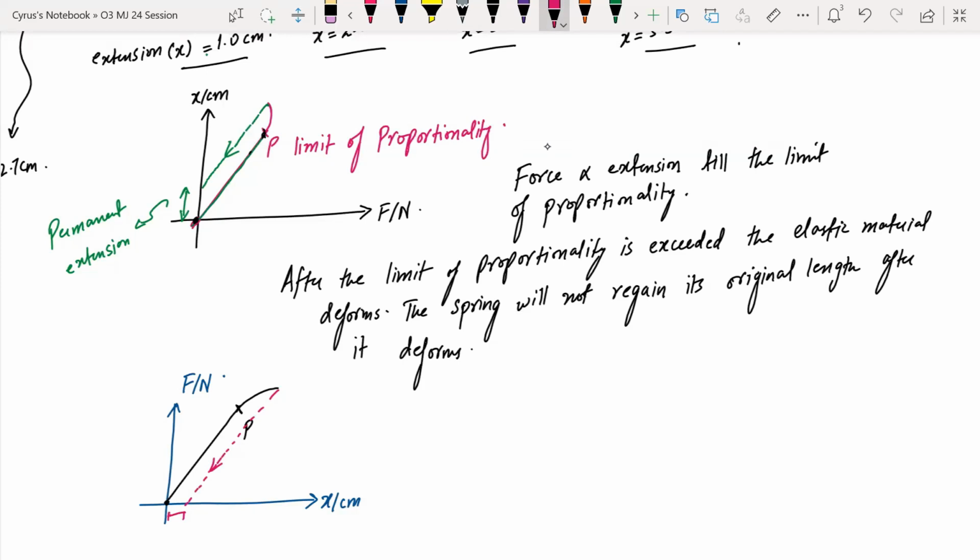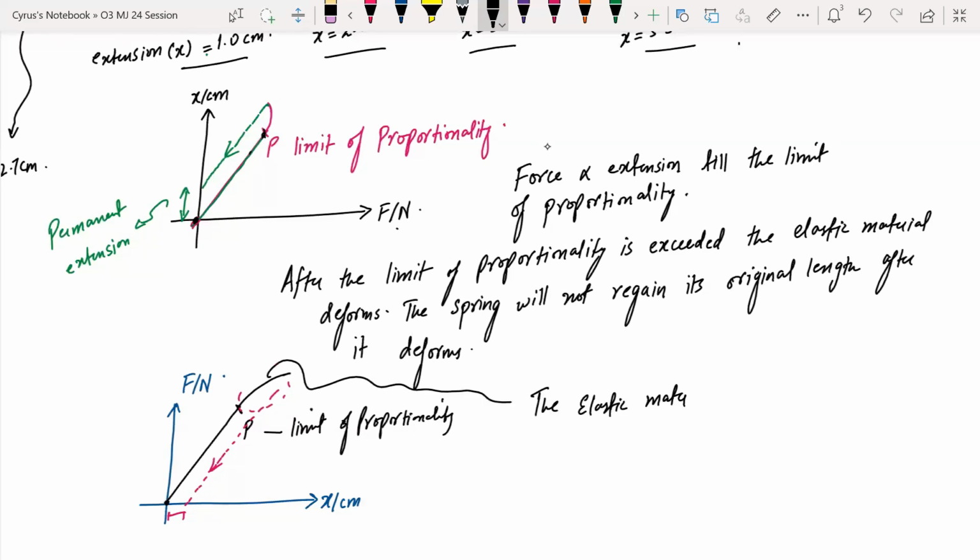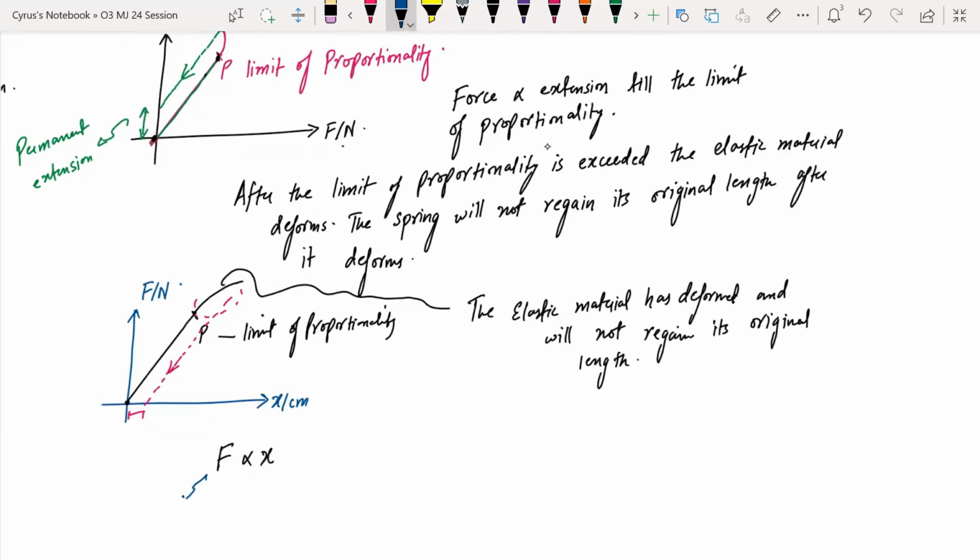So after the elastic material deforms, the elastic material here has deformed. So force and extension are directly proportional until the limit of proportionality is exceeded. Okay. So P is known as the limit of proportionality. I've already told you. After that, कोई भी elastic material हो, the elastic material here has deformed and will not regain its original length.